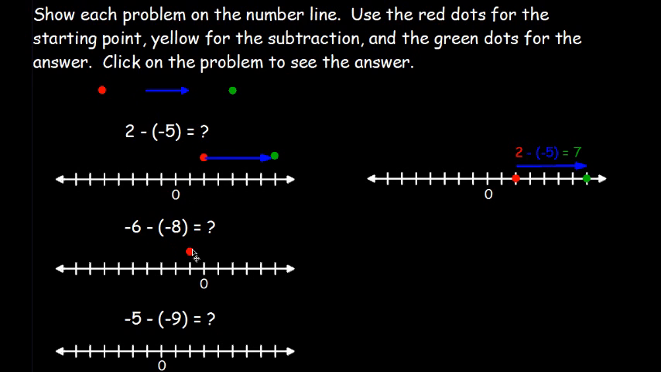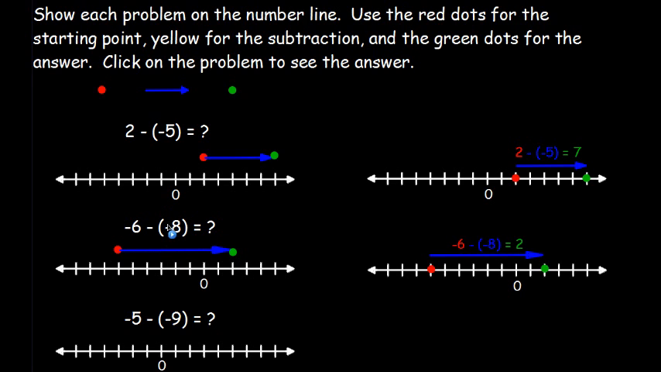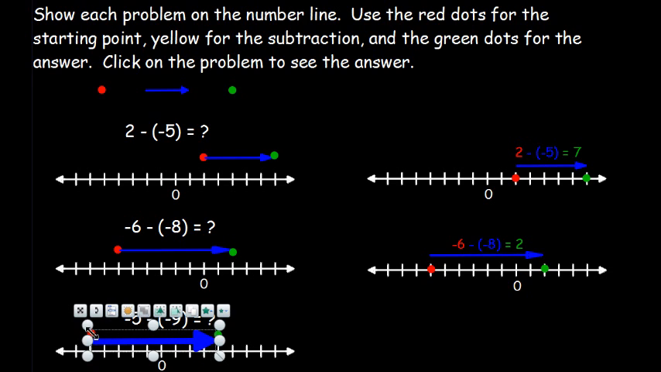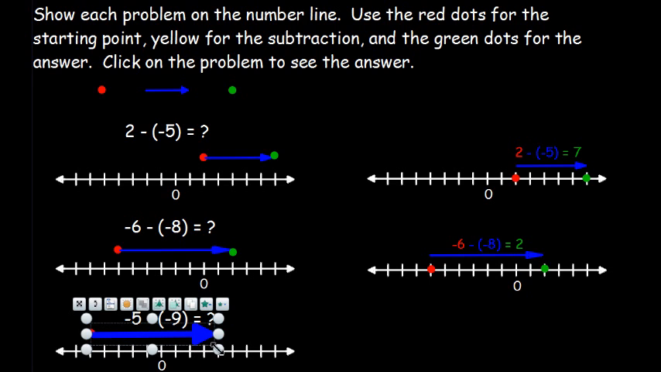Alright, this one's starting at negative 6. 1, 2, 3, 4, 5, 6. Bring our arrow down. So I'm going to the right 8, so 1, 2, 3, 4, 5, 6, 7, 8. Let's go ahead and stretch my arrow out. So that looks like it's going to be a positive 2. And your last one over here, negative 5, so 1, 2, 3, 4, 5. Bring your arrow down. And we're going to go to the right 9. 1, 2, 3, 4, 5, 6, 7, 8, 9. Go ahead and stretch our arrow, and that looks like it's going to be 1, 2, 3, 4, positive 4.